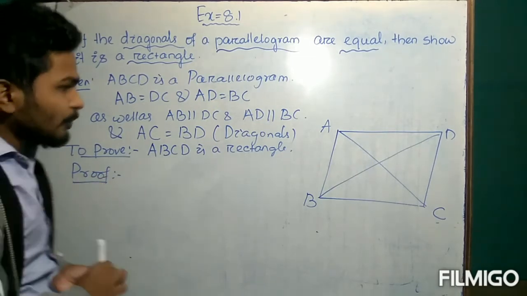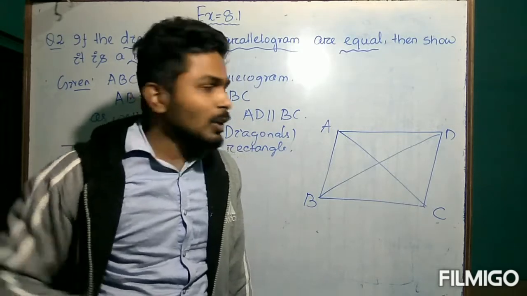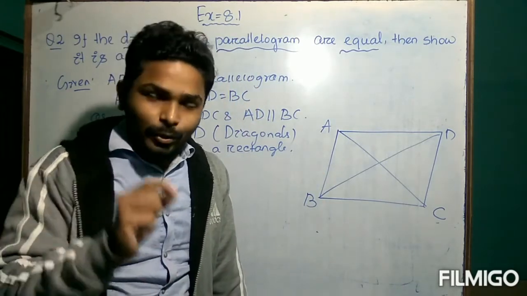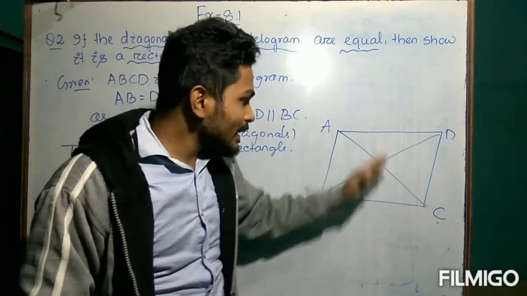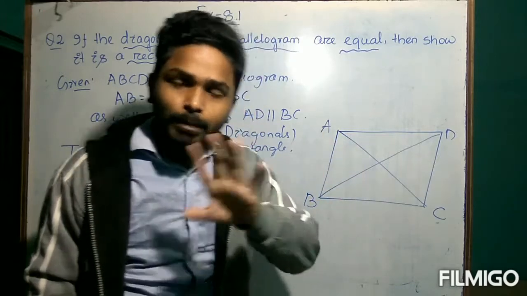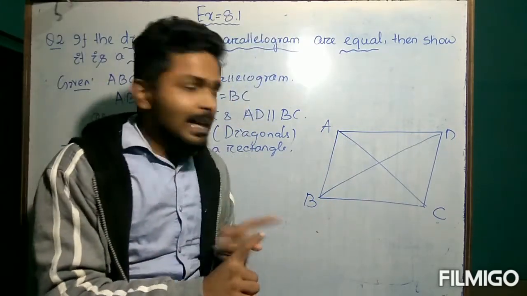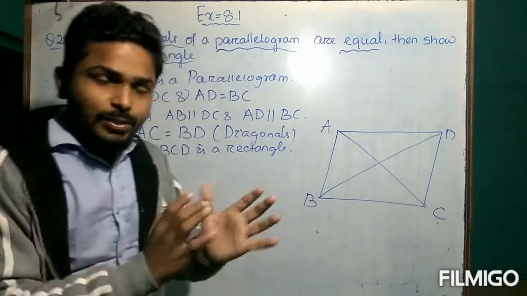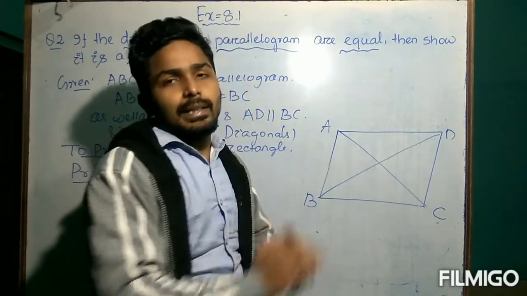In order to prove any quadrilateral to be a rectangle, which property should be satisfied? Tell me. We have to prove that the opposite pair of sides are equal and parallel. Yes or no? Yes. And the second thing is each angle must be 90 degrees. If we can prove these two properties, then we can say a quadrilateral is a rectangle.